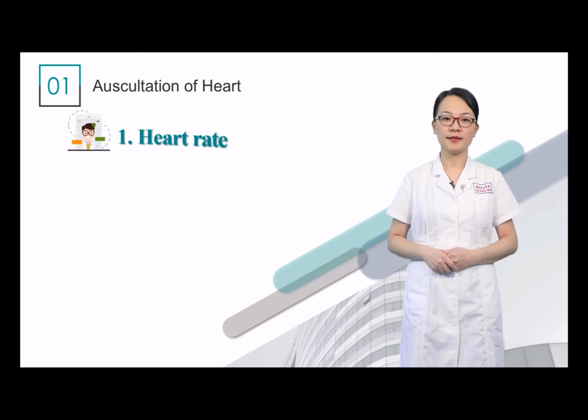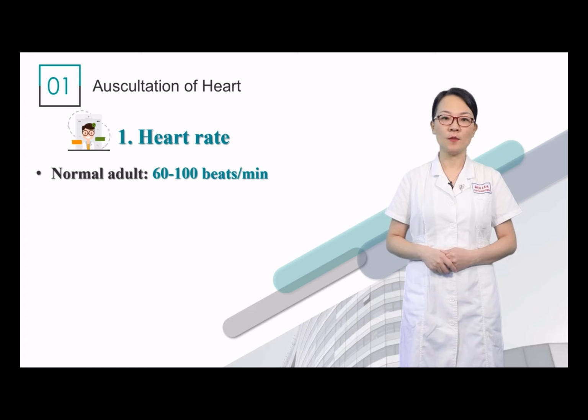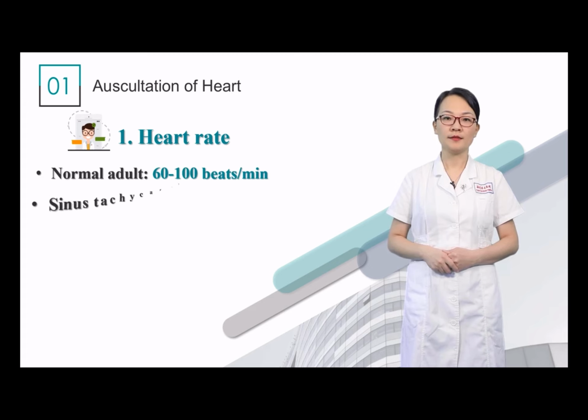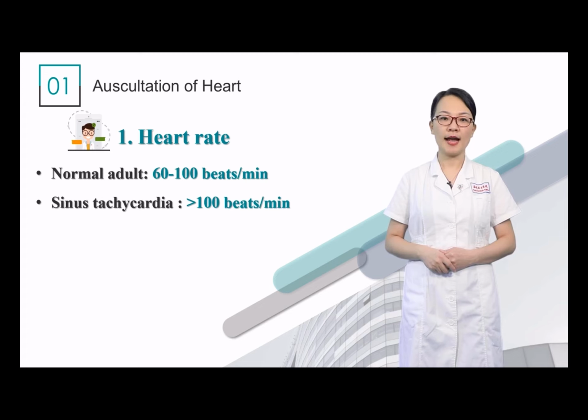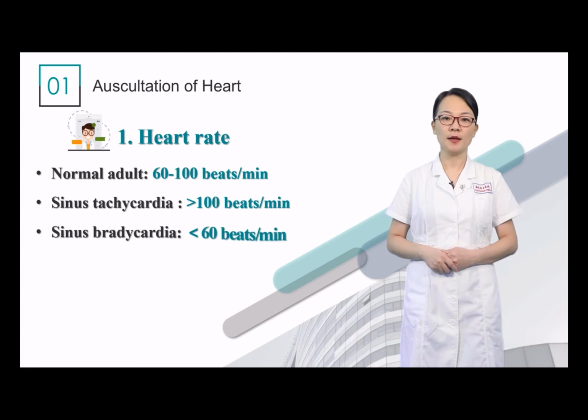Heart rate means the number of the heartbeats per minute, usually heard at the apex. In normal adults, 60 to 100 beats per minute is considered as a normal heart rate. More than 100 beats per minute is called tachycardia, and less than 60 beats per minute is called bradycardia.